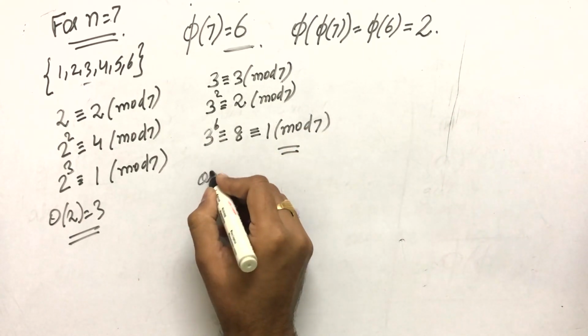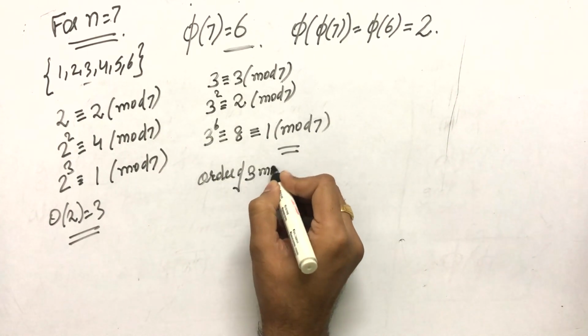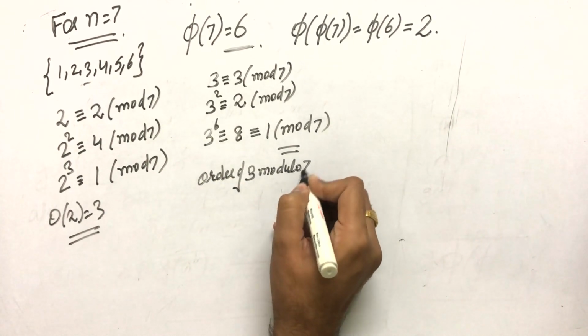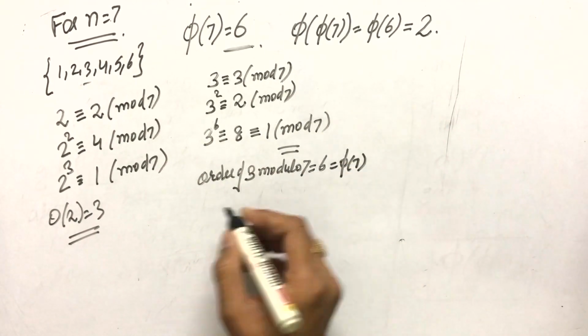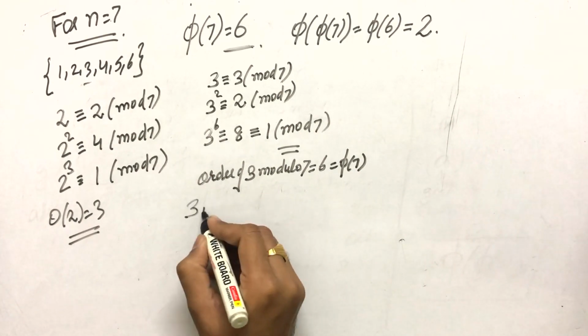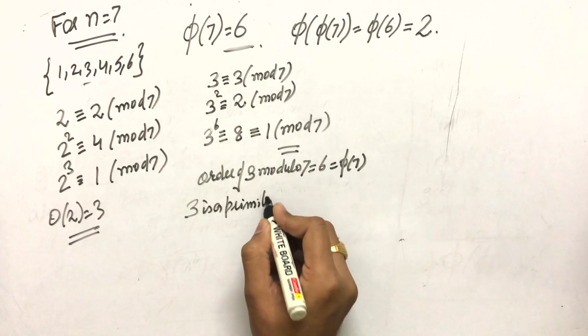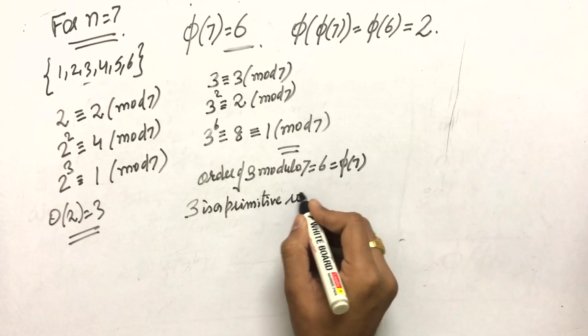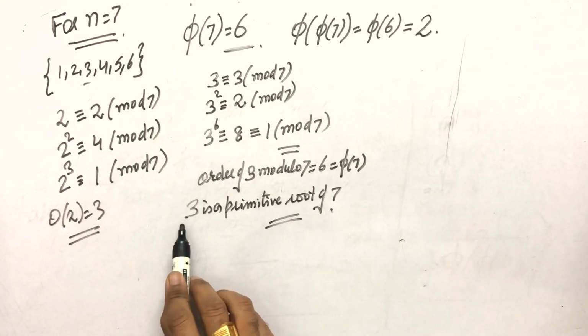That means the order of 3 modulo 7 is 6, which is phi of 7. Hence, 3 is a primitive root of 7. So this is one primitive root.